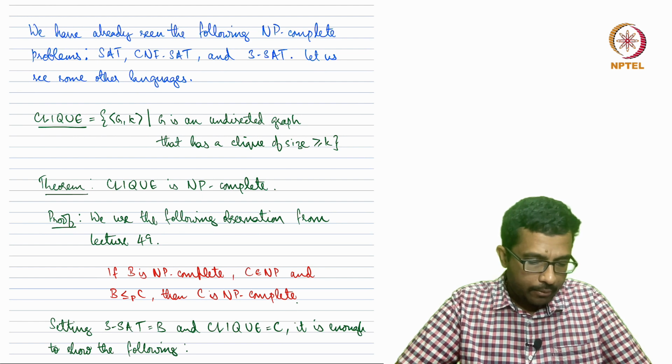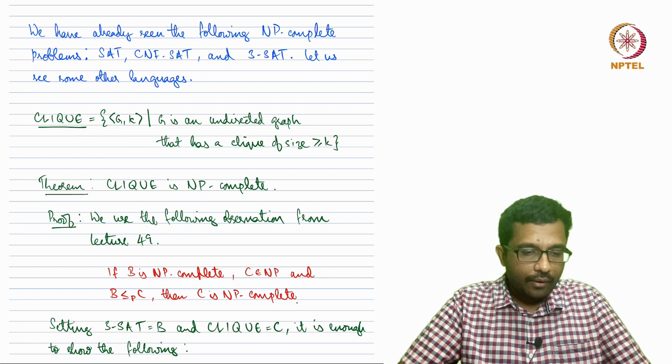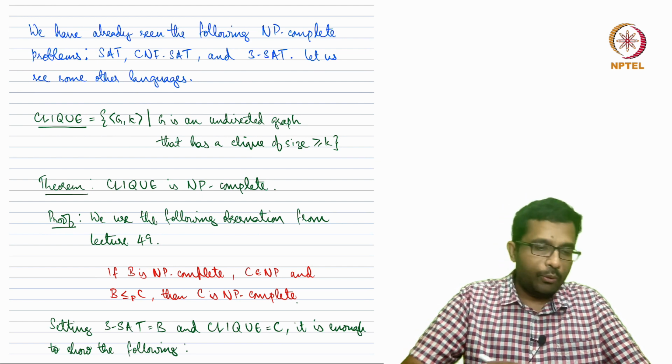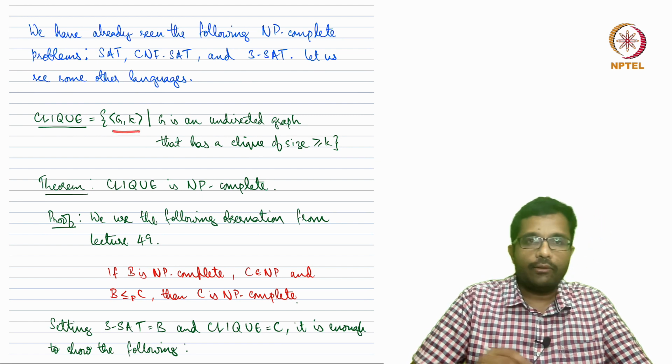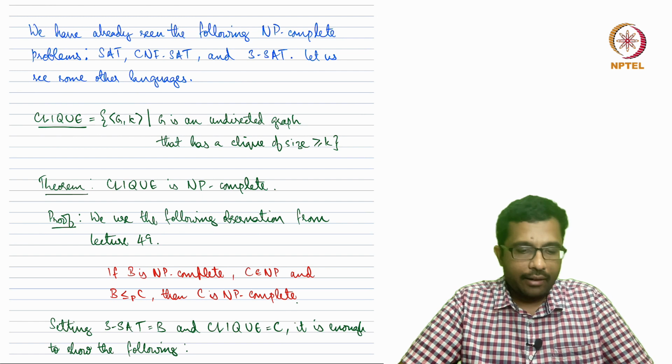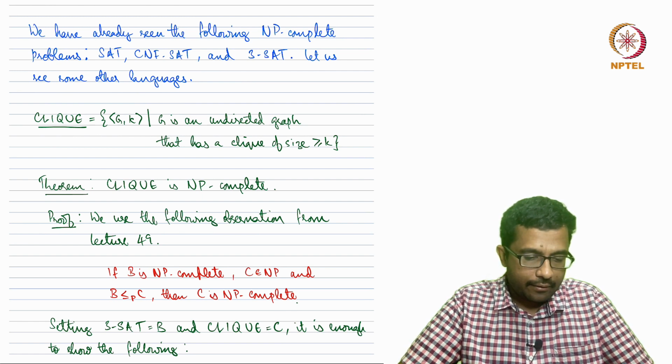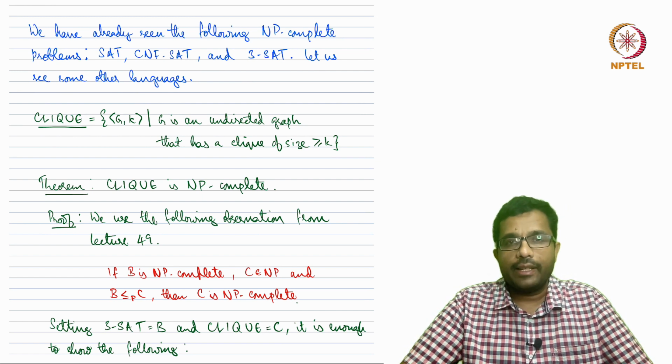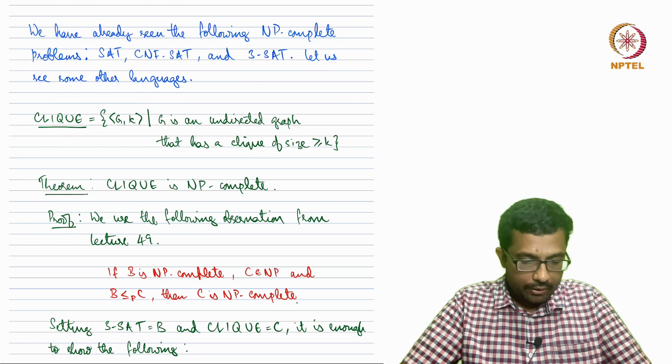So CLIQUE is the problem where we are given two things: a graph G and a number K. This is a yes instance if the graph has a clique of size k, or bigger. So this is NP complete.